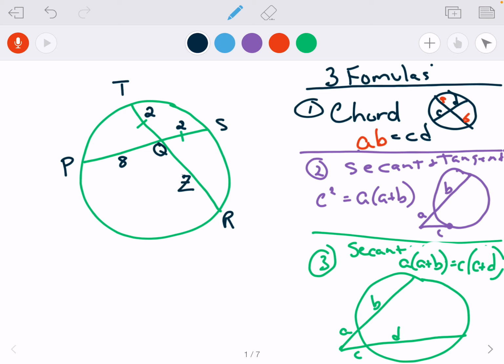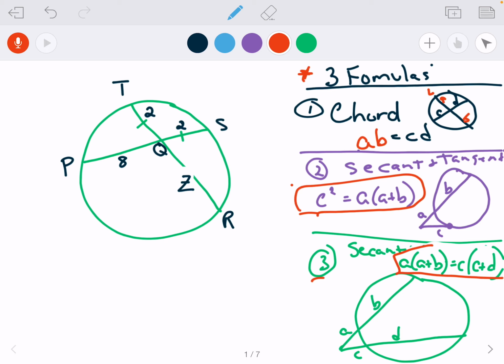So I've got examples here. First of all, I've got my three formulas here. You've got your chord, and I've got it identified here with my letters A, B, and C. So I've got that done. Then my secant and tangent, again, I've got the formula here, and then my secant. So the formulas are what I need to figure out which one I'm going to use, and then I plug in the values.